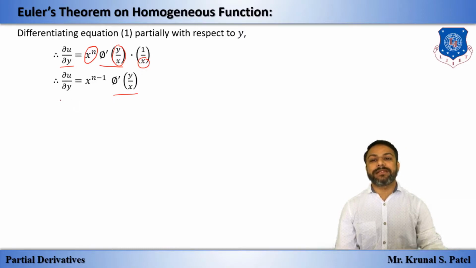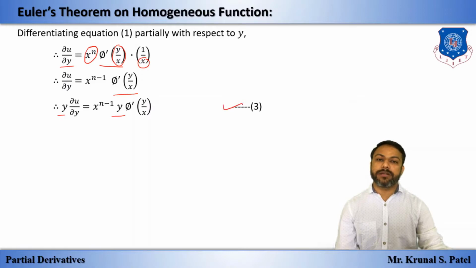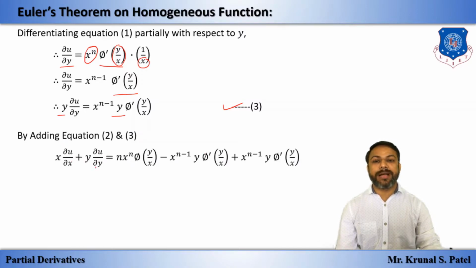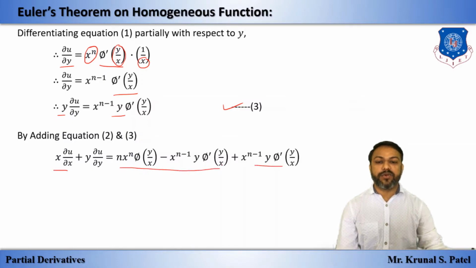Now we multiply this term by y, so y and y. Say equation number 3. Now from equation number 2 and 3 we will add x del u by del x plus y del u by del y. So we have this answer for x del u by del x and this for y del u by del y from equation number 3.